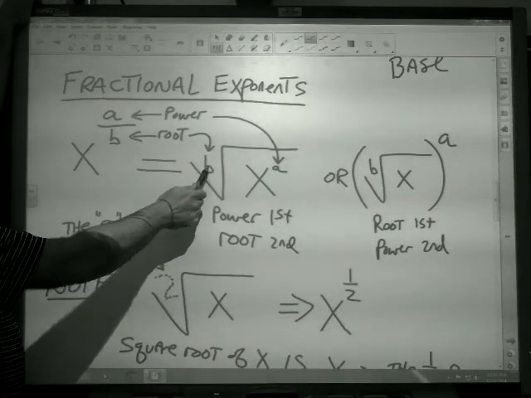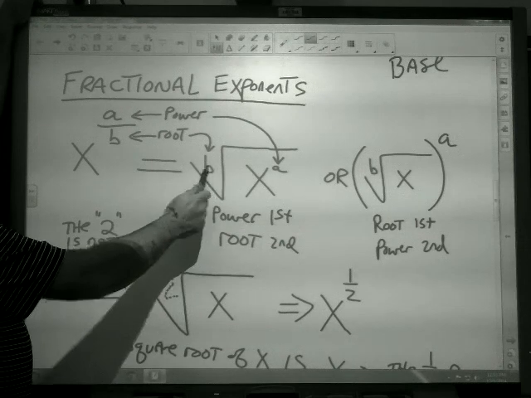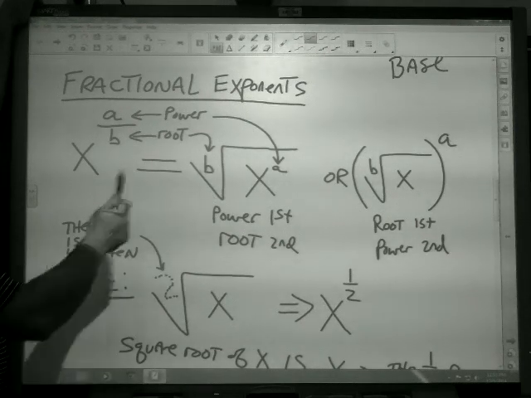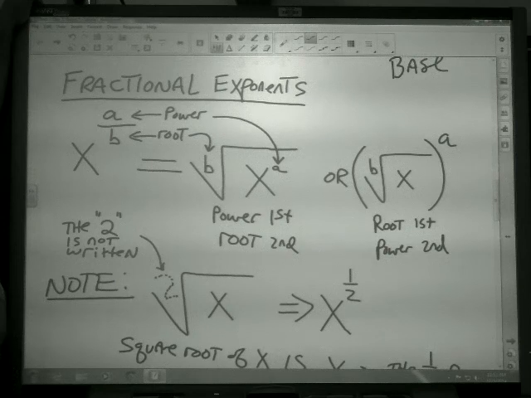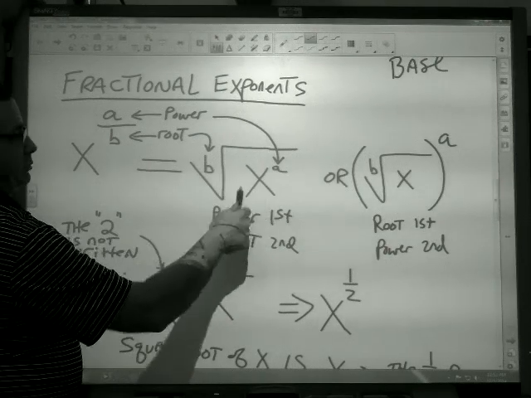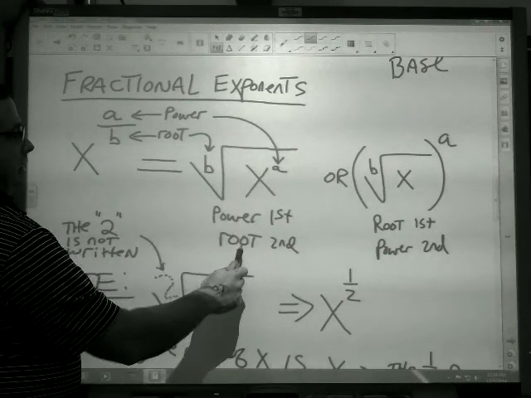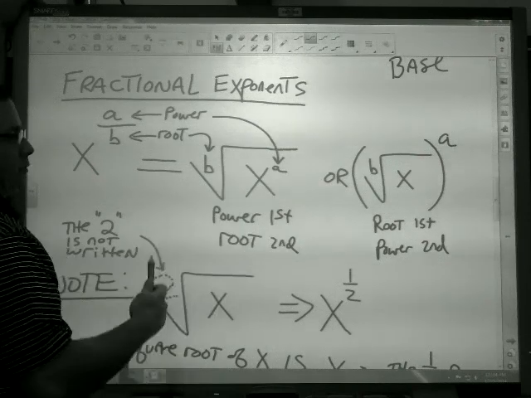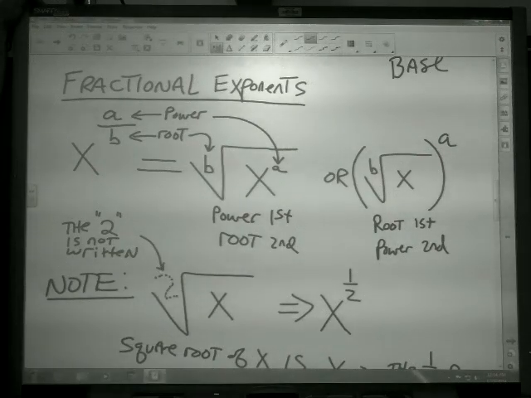Okay? If that's a 3, that's a cube root. If that's a 4, that's a fourth root. But the root is here. Now, in this case we would do the power first, and then we would take the root second if we were evaluating it. All right?